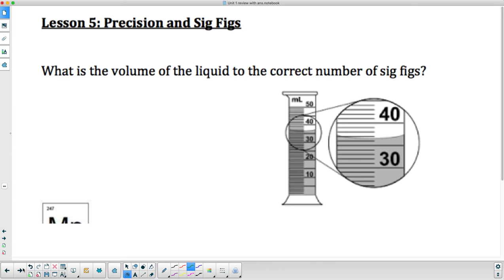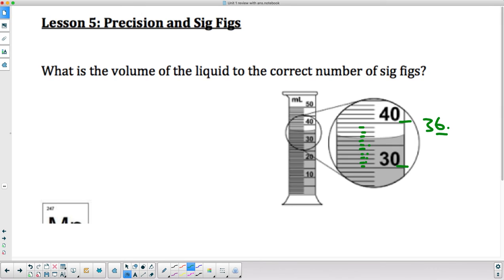The last part of this is, what is the volume of the liquid and the correct number of significant figures? Okay, so we're measuring now. Notice that between 30 and 40 there are 10 divisions. So each division is going to be at the ones place. So here I measure at the meniscus of the liquid. That's 31, 32, 33, 34, 35, 36, 37, but it looks like it's in between 36 and 37. So that would be 36.